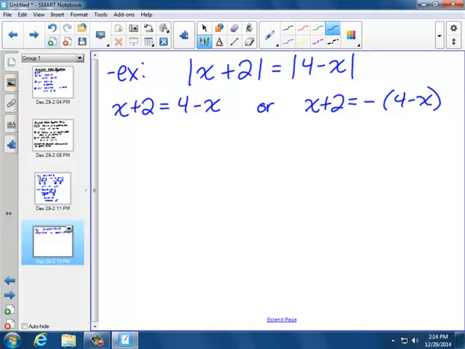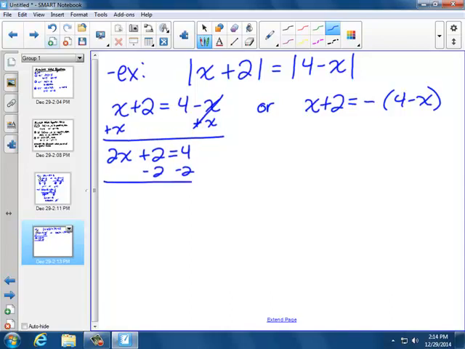So let's do the left side first. I'm going to add x to both sides first. Combine those x's together. So 2x plus 2 equals 4. Subtract 2. 2x equals 2. Divide by 2, x equals 1. Okay, so there's one answer.